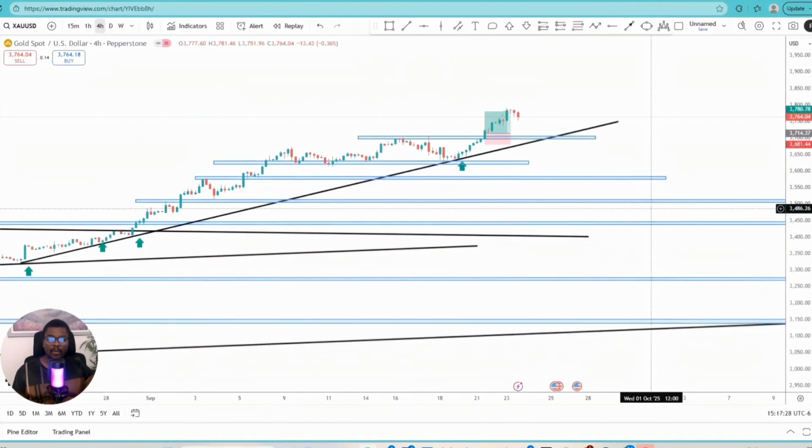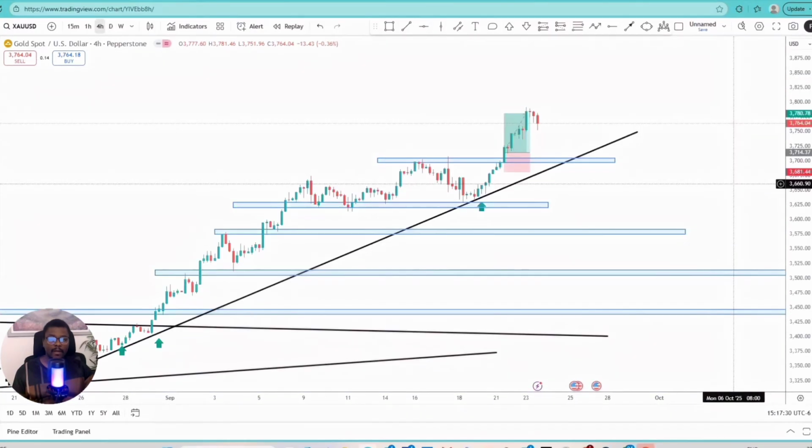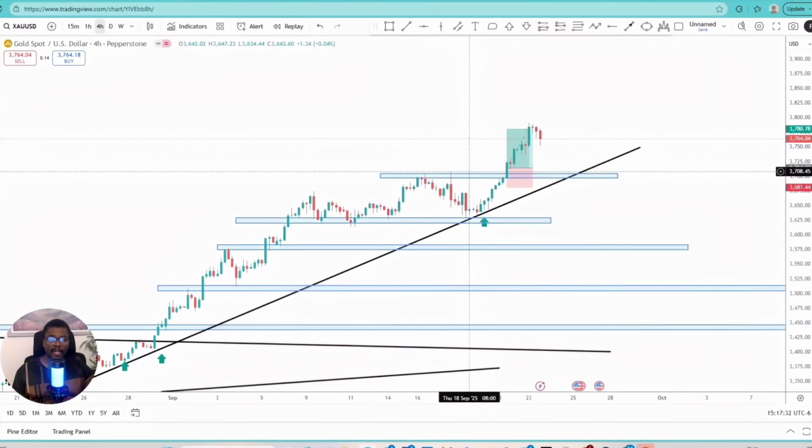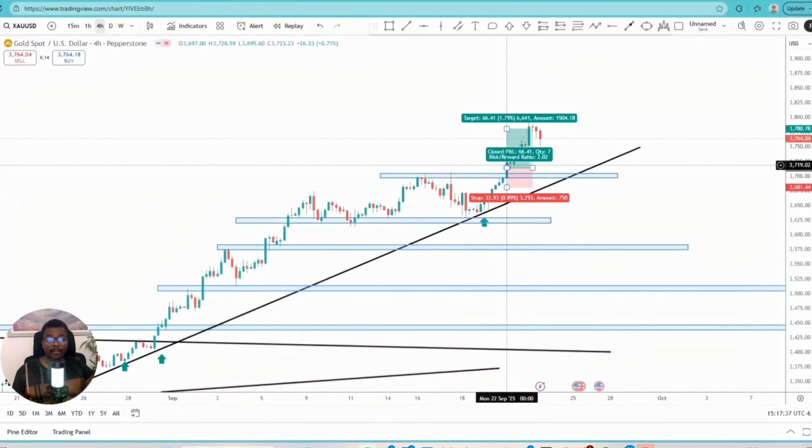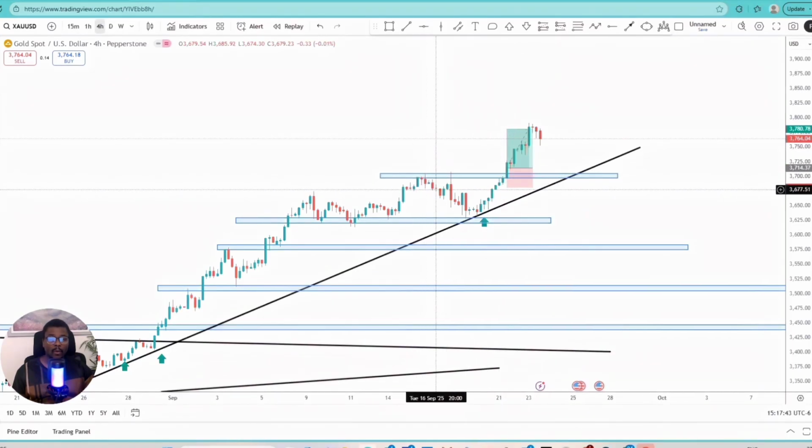And if we go down to the 4-hour time frame, we can see this was the area that we were looking out for when I released my last analysis video. And I said if price breaks out of this level, then I will be taking a buy trade, and that's exactly what I did with a 2-to-1 risk to reward ratio.